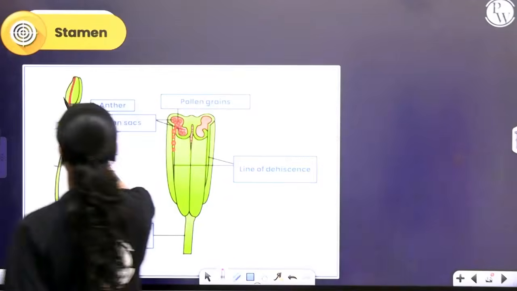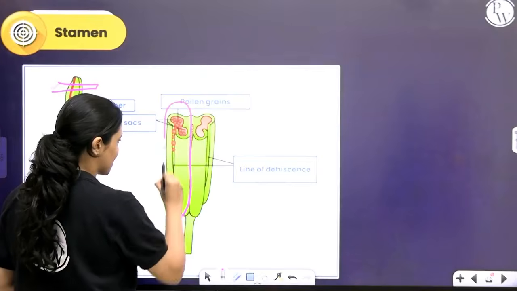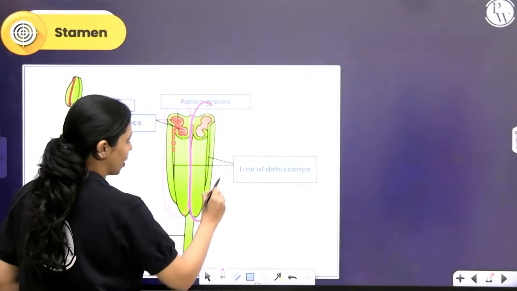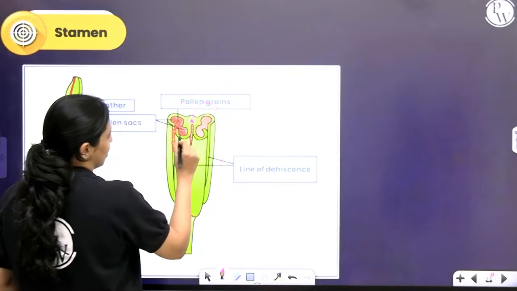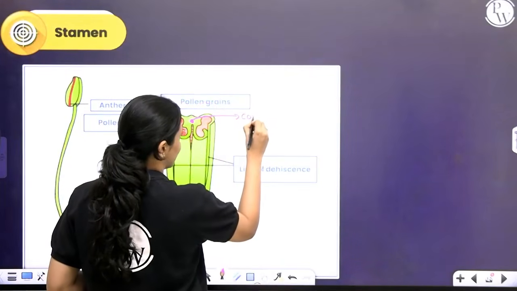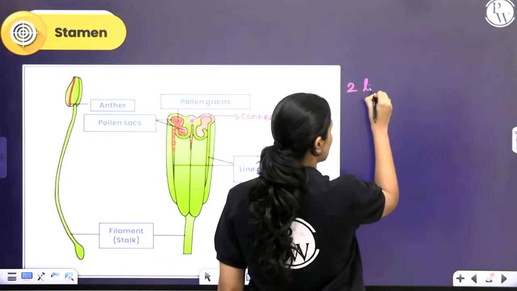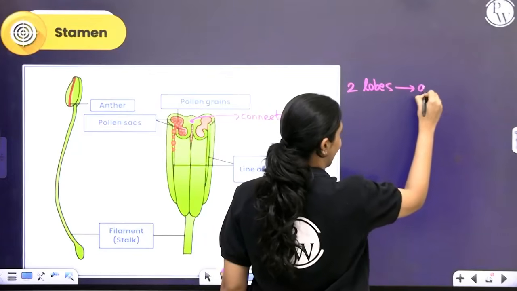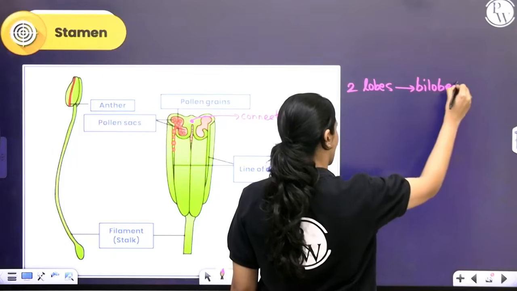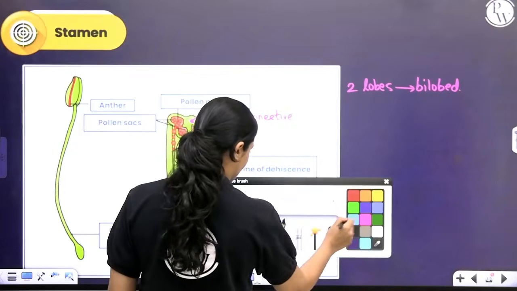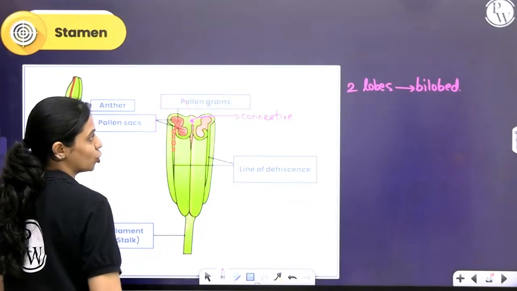Okay, so if you cut it in this plane and look at it, it will appear like this. Over here, this is one lobe, and right here you have the second lobe. These two lobes are connected by what we call the connective. Since the anther contains two lobes, we can say that the anther is bilobed. Now look at each lobe here.